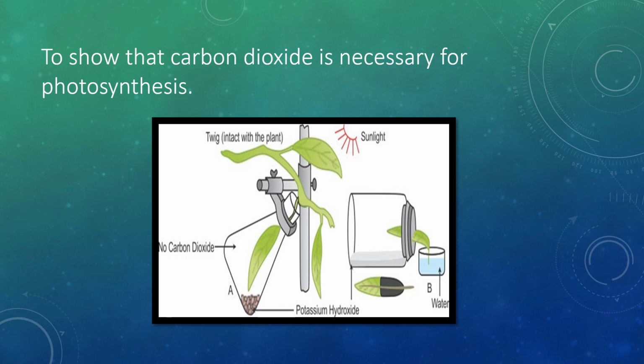Now what we are doing here, again see that we have taken a destarched plant. Suppose this is a destarched plant we have taken. So we have taken a conical flask over here, right? And we have put some potassium hydroxide into that. And what is the use of potassium hydroxide? This potassium hydroxide is actually absorbing the carbon dioxide.